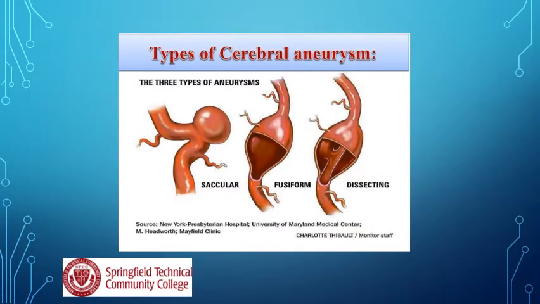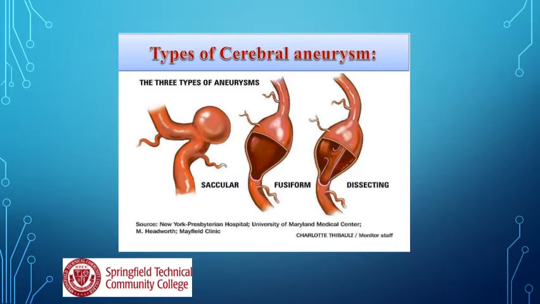Types of cerebral aneurysm are described by their shape. So these are the three different kinds here. The first on the left is called saccular. It's kind of just a round berry shape. And then you have fusiform aneurysms, which are kind of oval in shape.